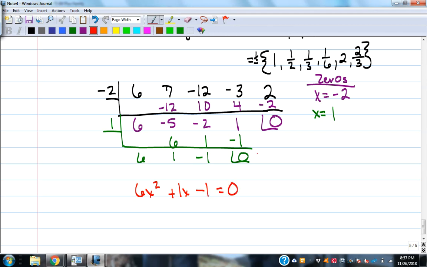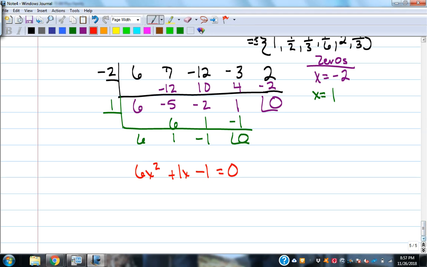If I set that equal to 0, that gives me the option of doing what with it? Factoring or quadratic formula. Either of those will get you the answer for this one. Okay, this one has nice factors. If I do quadratic formula, it works just the same. Okay, so I'm going to do factoring for this one.